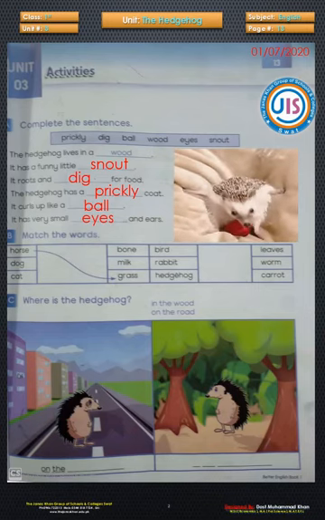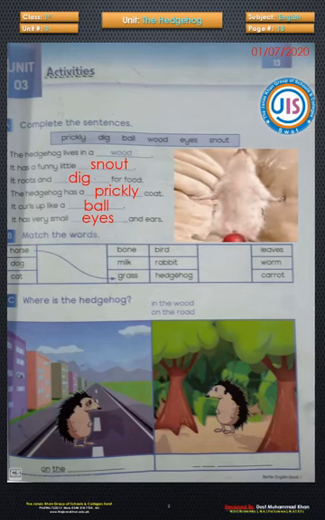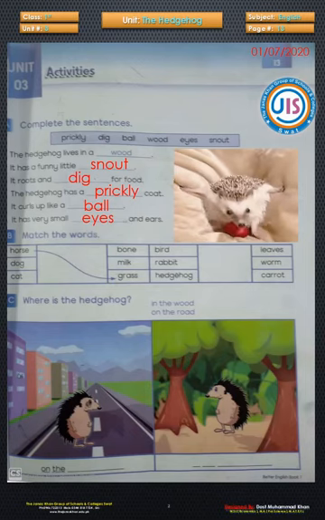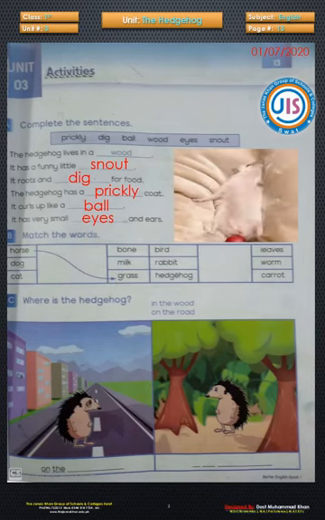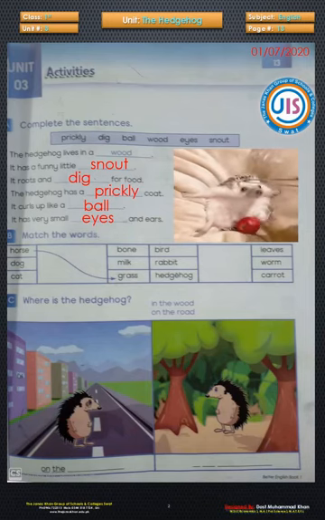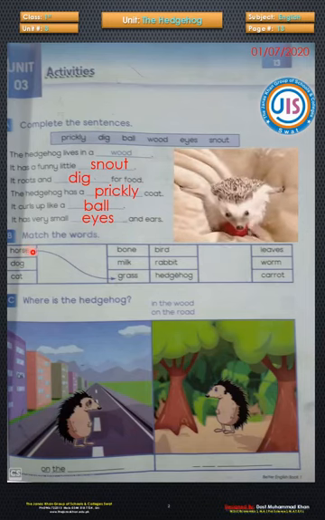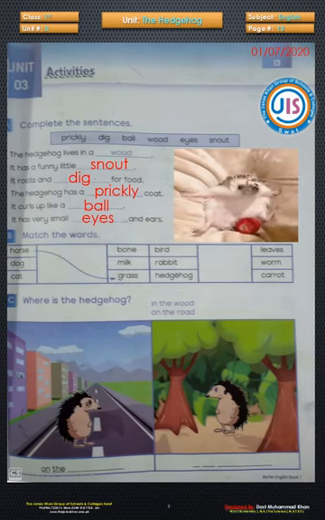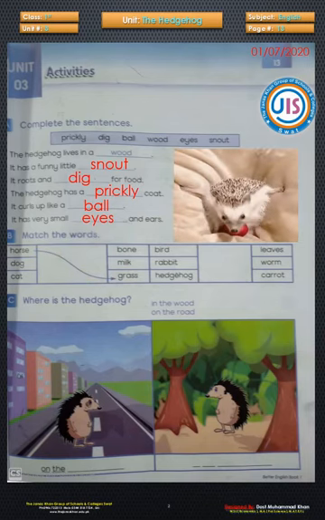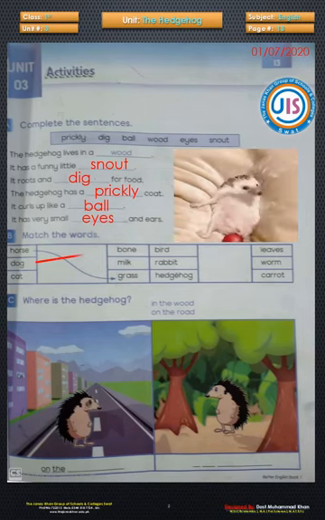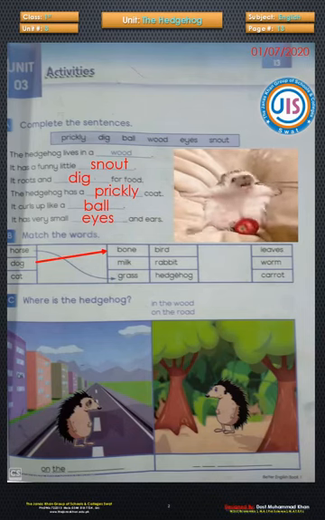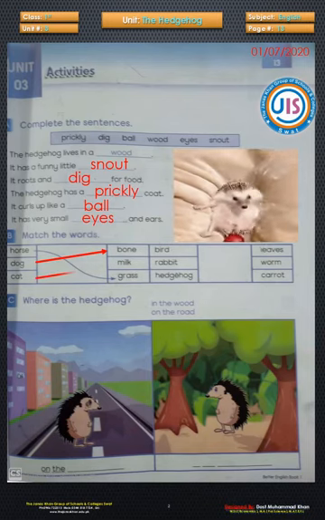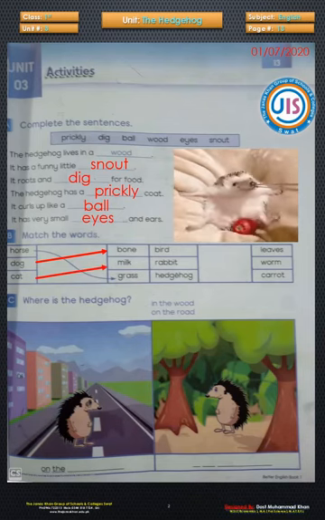Next, match the words. Some animals are given, kuch jaanwaron ke naam diye gaye hain, in column A and in column B food for the animals is given. So, you have to match the correct animal name with the correct food. Jaise ki horse. Horse eats what? Grass. Right? So, the dog. Dog eats what? Bones. Is tarah match karo. Cat. Cat likes milk. Cat drinks milk.